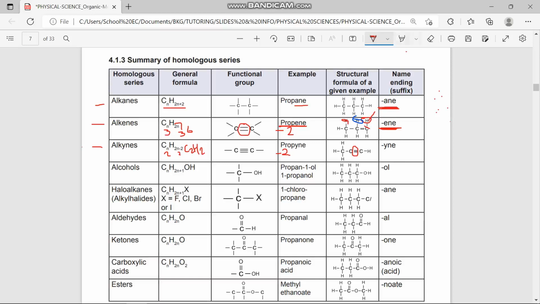Let me substitute for our propyne and prove it. Propyne means 3 C atoms. How many hydrogen atoms? Let's substitute 3 first. We have 1, 2, 3 C atoms. So we have H2n, 2 multiplied by 3 is 6, 6 minus 2 is 4. So we're going to have four H atoms. 1, 2, 3, 4. So that's how we write our structural formula using the general formula, also the molecular formula and condensed structural formula as well.